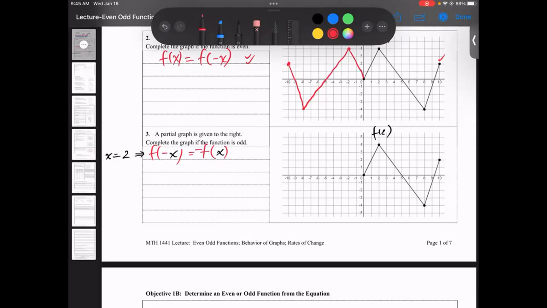All right, let's plug it in. Let's plug in 2 for x. So f of negative 2 equals negative f of 2. What does f of 2 equal?